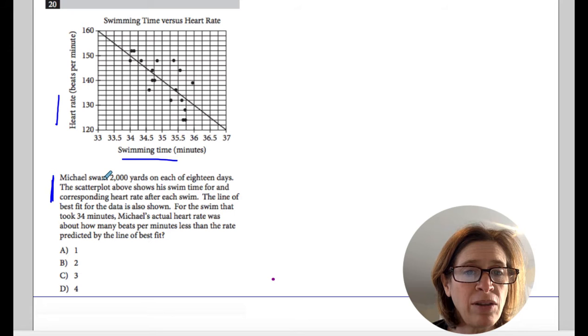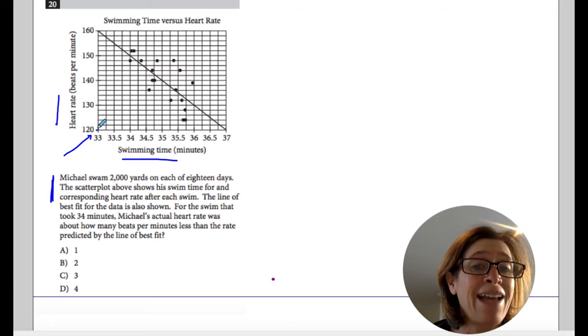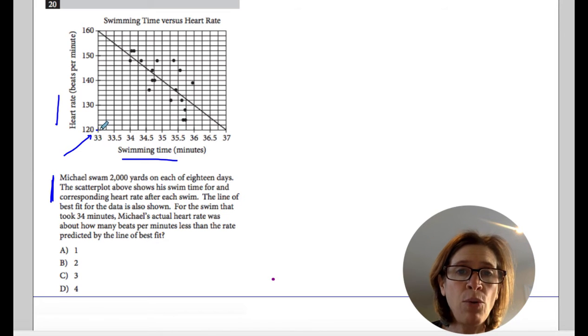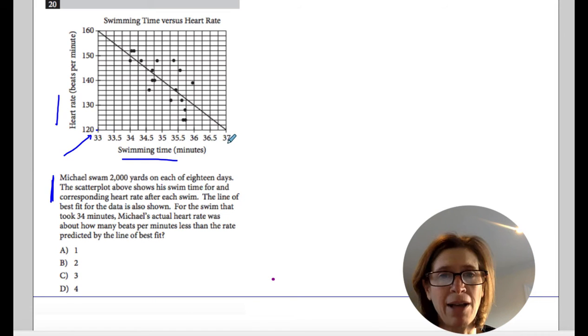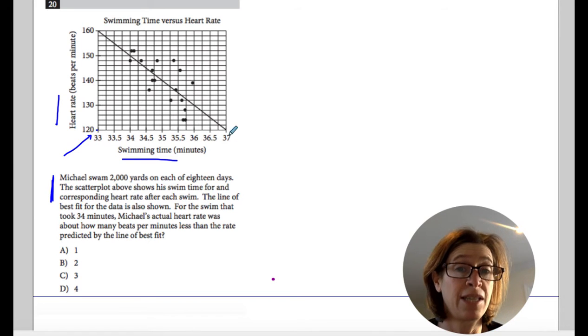So I want to take a quick look and see the swim time in minutes and the heart rate along the y-axis, okay? I also want to be careful to point out that that point, although we'd love to believe it's the origin, is not the origin. So I always want you to look at that when you're looking at scatter plots. Additionally, I need to really pay attention to the scale of the plot.